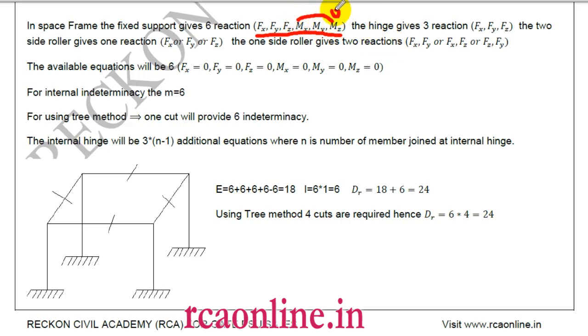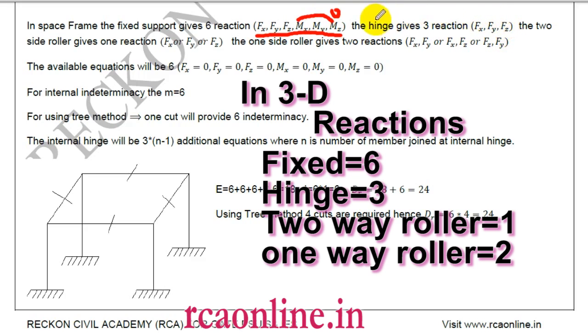So I will get Fx, Fy and Fz. So for hinge, I have 3 reactions. For a fix, I have 6 reactions. Now rollers can be of 2 types: 2-side roller and 1-side roller.